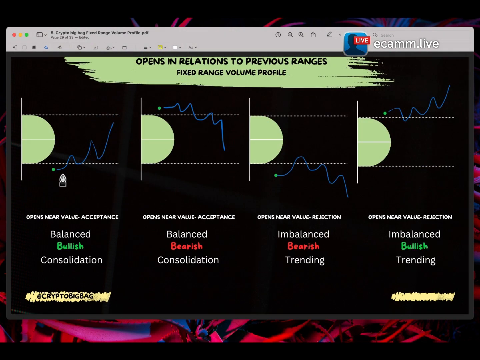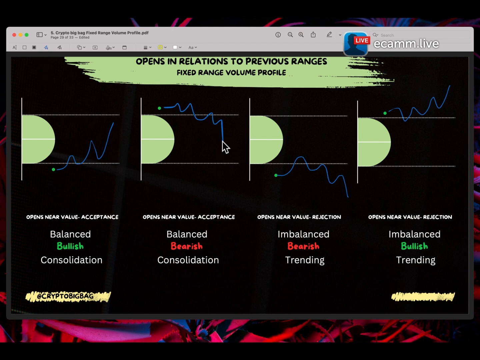Another example is when the market opens near the value and gets back inside the value area. This tells you the market is in consolidation. If it opens near the value, acceptance, and I say back into the value, this is still bullish. It opens outside the value and goes into the balance and consolidates. Open outside the value and find its way back inside and consolidate.